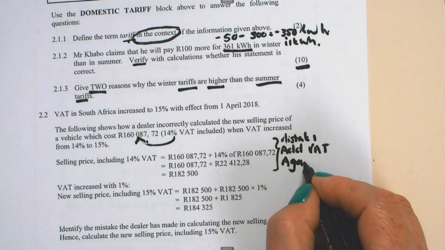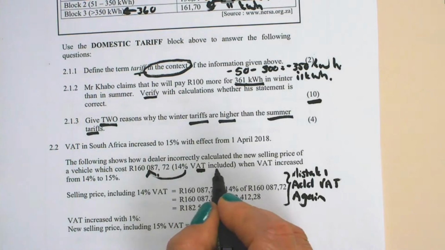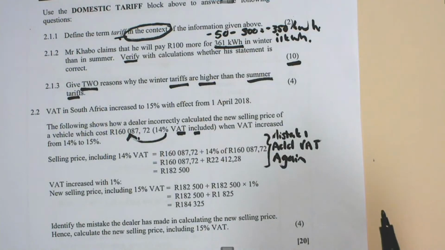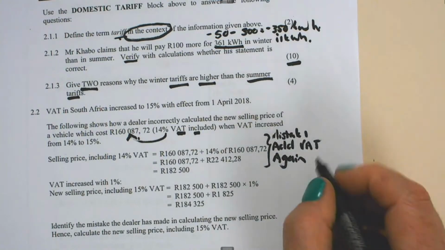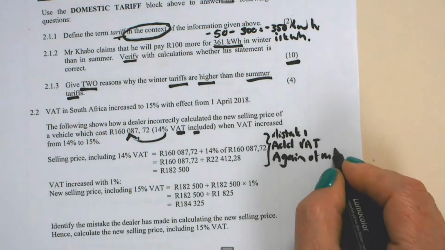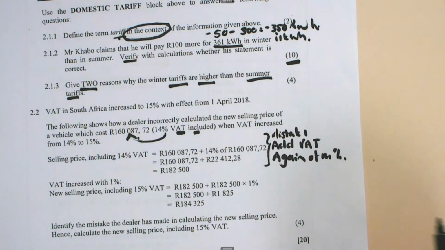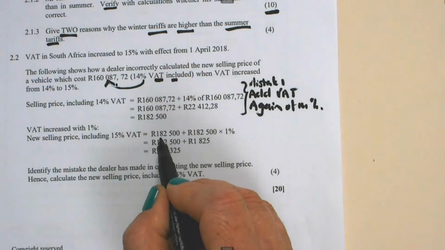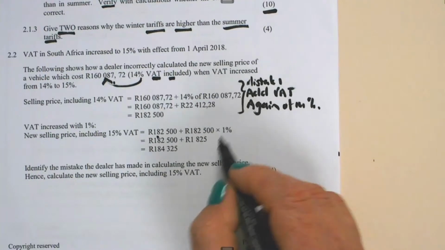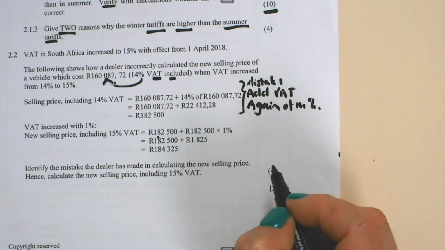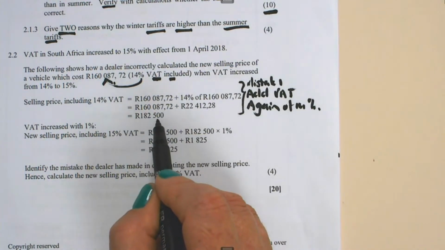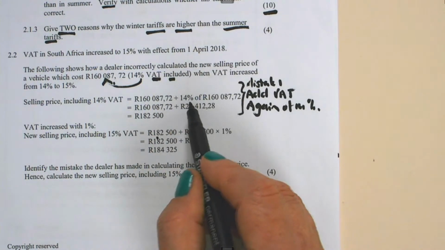It was already added in the price because it's VAT added, and now we add VAT again of 14%. So that's the first mistake. And now the dealer goes and adds on top of that just another 1%. So the learner works out on top of the 182,500 where he added the 14%.